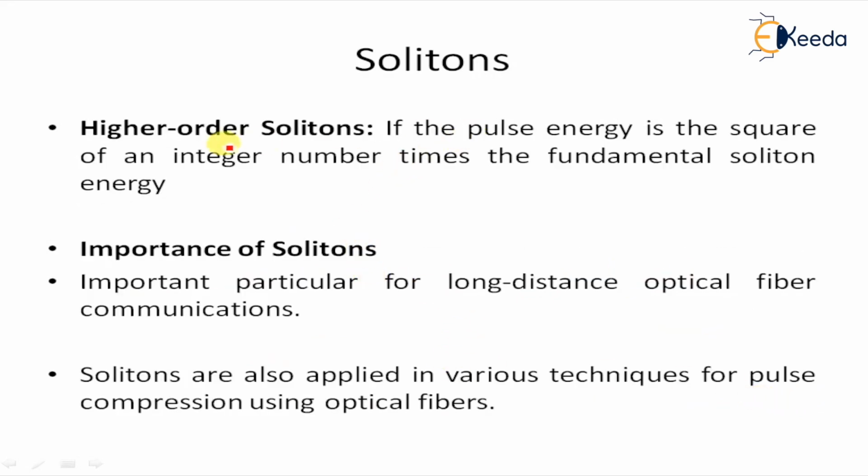Next is the higher order soliton. If the pulse energy is the square of an integer number times the fundamental soliton energy, this pulse is known as a higher order soliton. Such pulses do not preserve their shape, but their shape varies periodically, with the period being the above-mentioned soliton period. That's why it is known as a higher order soliton.